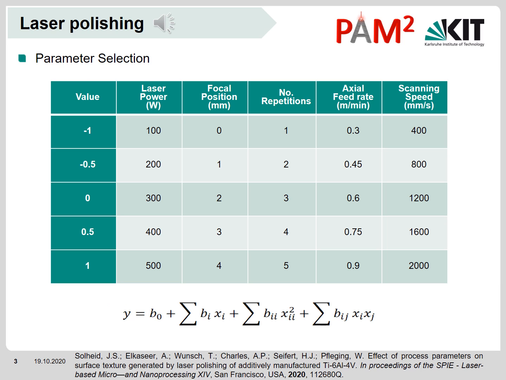To accomplish a significant reduction of surface roughness of the parts, the parameter selection of the laser polishing process was performed based on a design of experiments, in which the governing parameters such as laser power, focal position, number of repetition, axial feed rate, and scanning speed were varied as shown in the table. From the experimental results, a statistical model was developed.